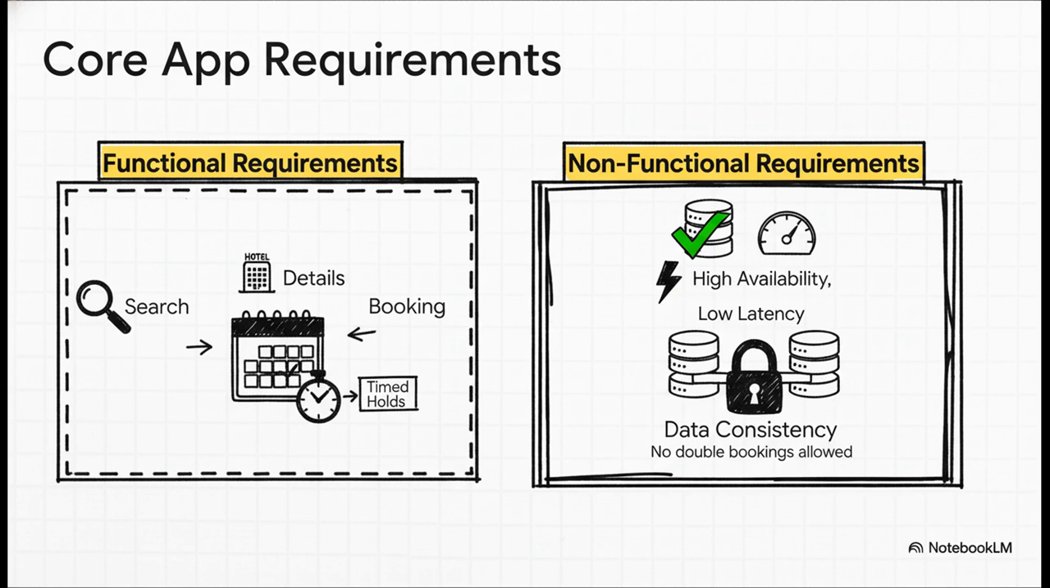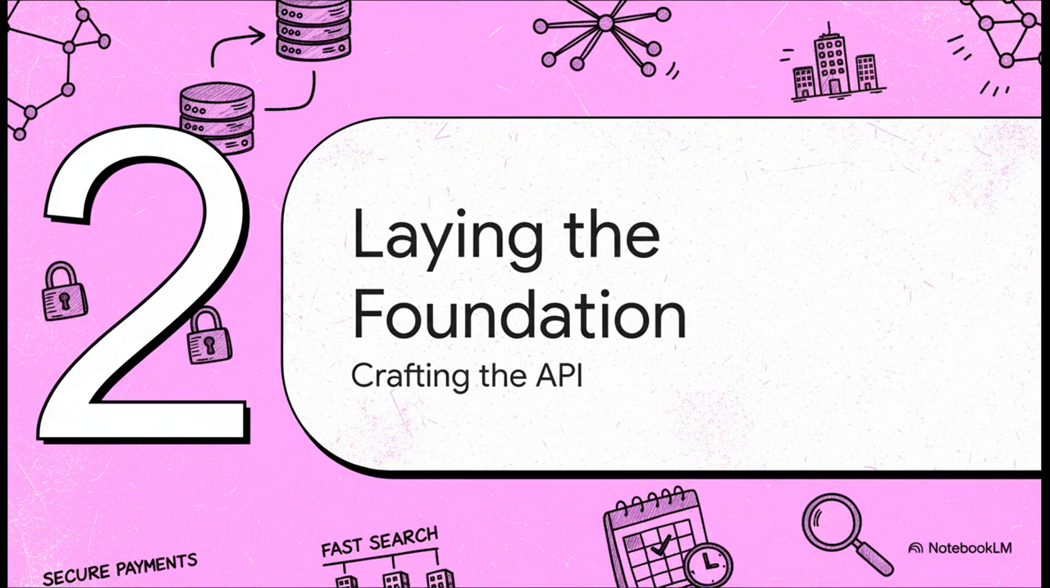But then there's the non-functional stuff. It has to be fast, always available, and this is the big one. Data has to be rock-solid consistent. Double booking a room? Not an option. Ever. Okay, requirements are set. Now let's lay the foundation.